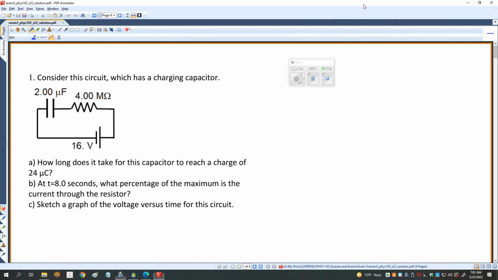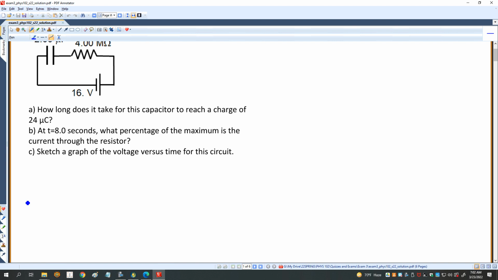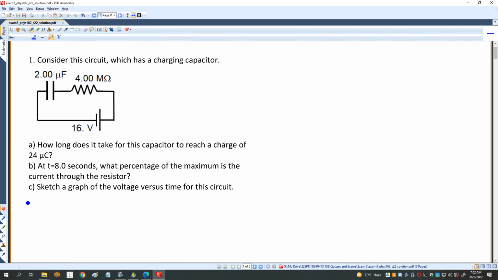Okay, this is exam 3 for spring 2022. First of all, how long does it take for this capacitor to reach a charge of 24 microcoulombs? Let's just first calculate a few things. First of all, what is the maximum charge on this capacitor? The maximum charge is going to be equal to C times V. This is C, this is V, so that's going to be 32 microcoulombs.